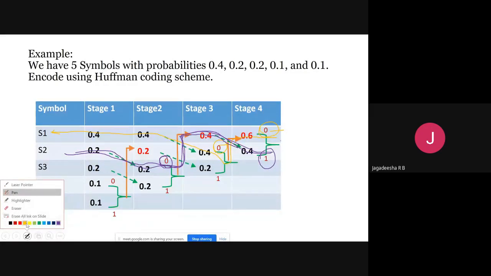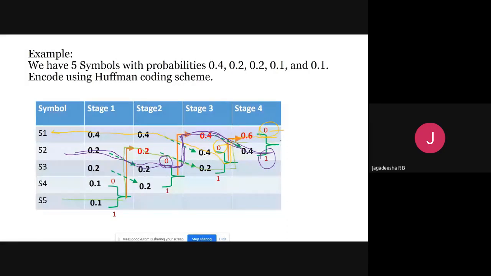Maybe I will use this light green. S5. Where is S5? I cannot locate my pen. Okay, here. S5. The path is here, right? I come here and I go here, and then I go here, and I go here, then I go here, and I go here, and I go here, right?